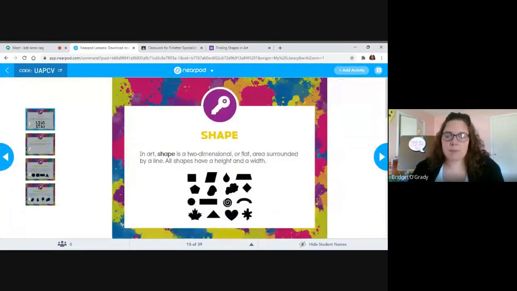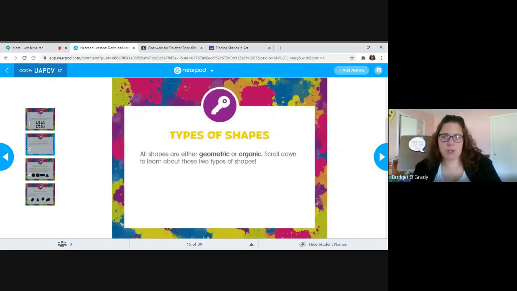In art, shape is a two-dimensional or flat area surrounded by a line. All shapes have height and all shapes have width. There are two main types of shape, which are geometric and organic. We're going to talk about those in the next two slides.